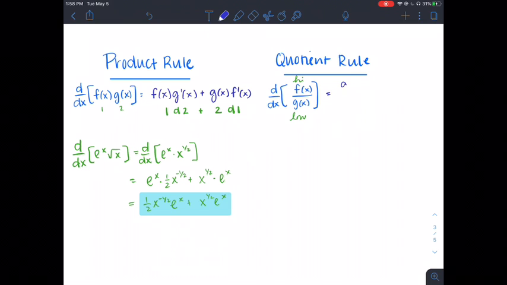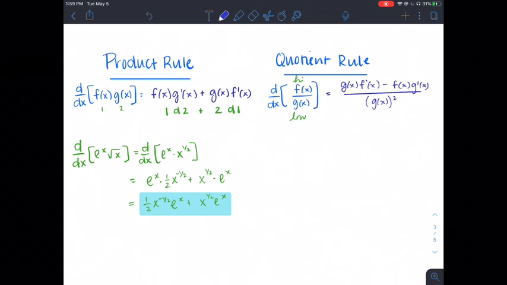Always start low. So we're going to do g of x times f prime of x minus f of x times g prime of x. I had to sing the song in my head for just a second so I could write this out. All over g of x squared.